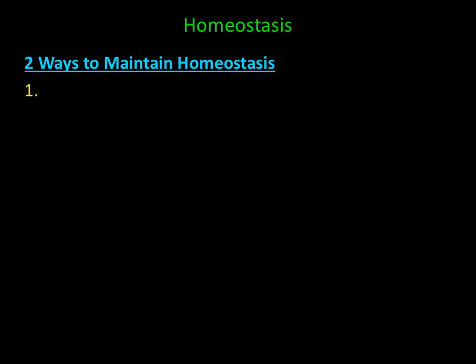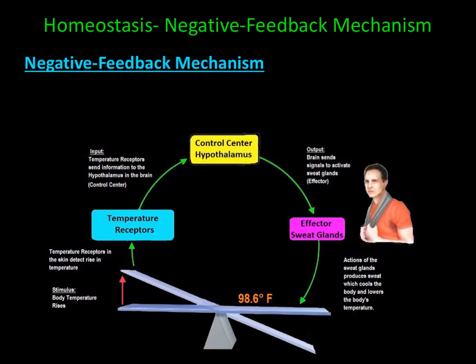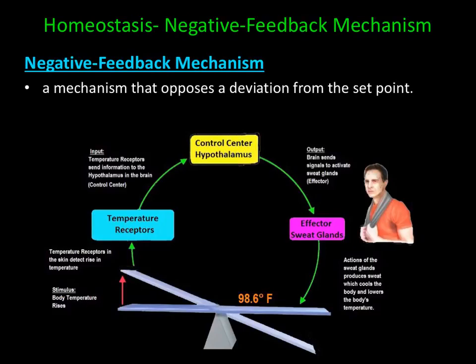There are two mechanisms which help maintain homeostasis. The first mechanism is a negative feedback mechanism. The second is a positive feedback mechanism. A negative feedback mechanism is a mechanism that opposes a deviation from the set point. It is the most common regulation mechanism to help maintain homeostasis.